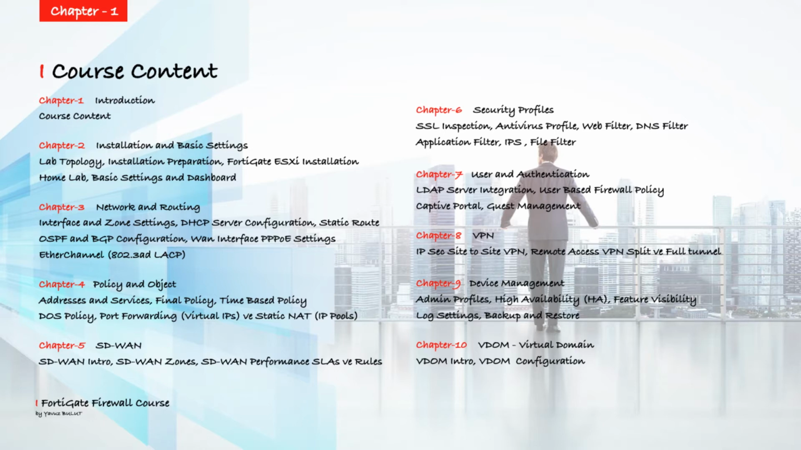When we come to the third part, we will deal with network and routing. In our first lesson, we will set up interface and zone, DHCP server in our second lesson, static route in our third lesson, OSPF in our fourth lesson, BGP in our fifth lesson, point-to-point protocol over Ethernet settings in WAN interface in our sixth lesson, and Ether channel lab in our last lesson.